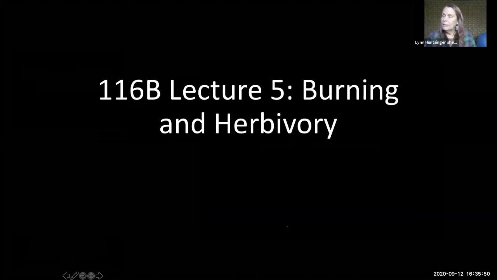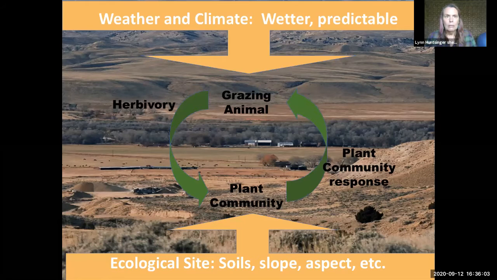Burning and herbivory and how they relate to ecosystem change. We've emphasized herbivory a little bit, so here we'll be talking mostly about burning. You'll recall that this is the equilibrium model, a diagram of the equilibrium model for explaining ecosystem change, and you'll see this emphasizes these biotic interactions between the animals and the plants.